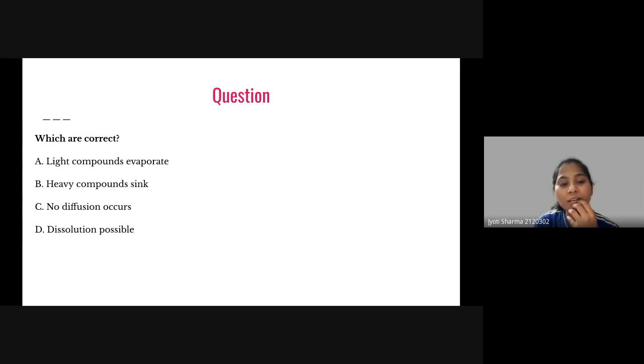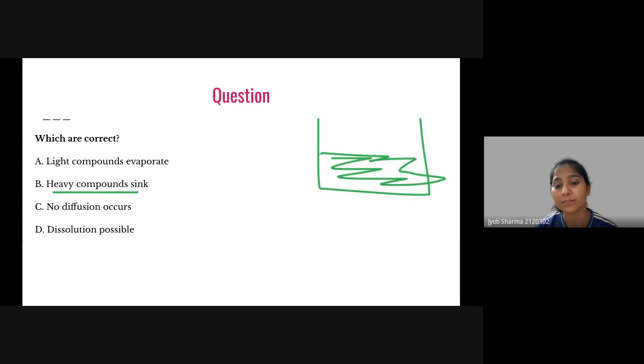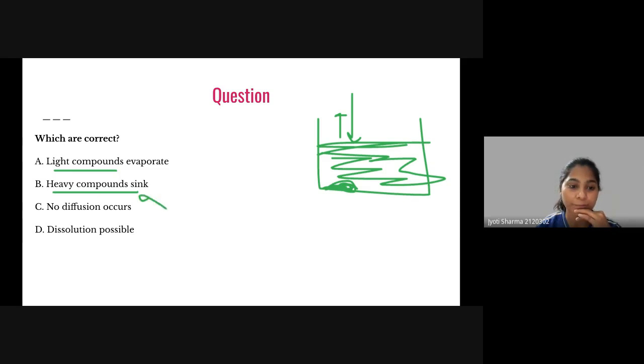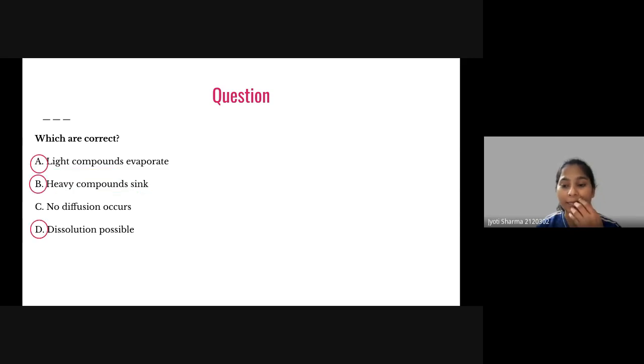This question is actually related to groundwater. In the groundwater we may have some light compounds and some heavy compounds. Let's say this is your water table and this is your groundwater, and some compound is leached down to this groundwater. If it is a light compound, it can evaporate and also move up. But if it is heavy, then it can sink, let's say, here. No diffusion occurs? As I told you, there will always be diffusion, so this is the wrong one. Dissolution may also be possible, right? So A, B, and D are the right answers.